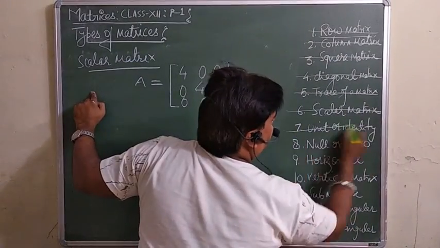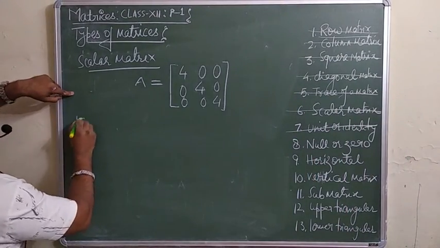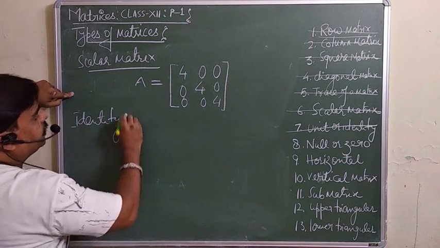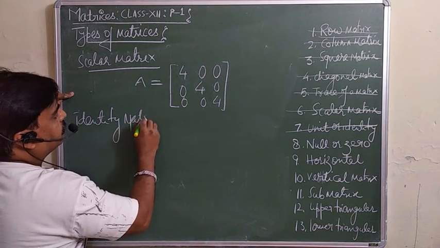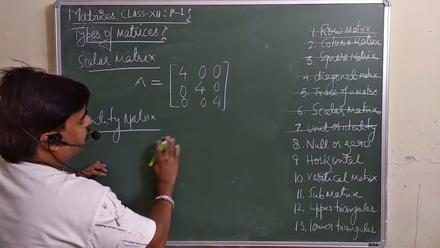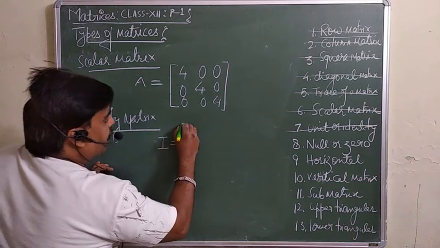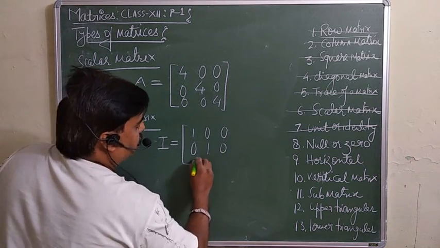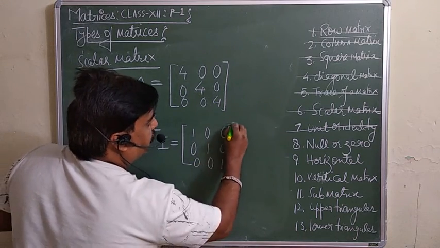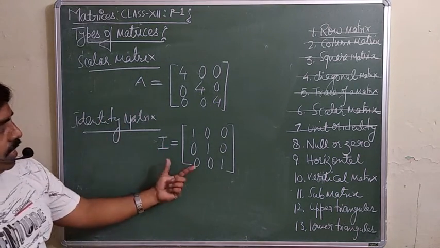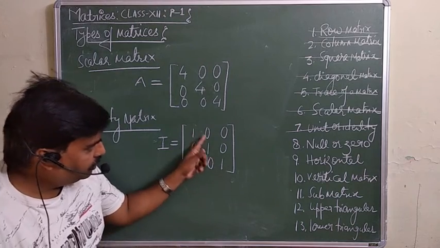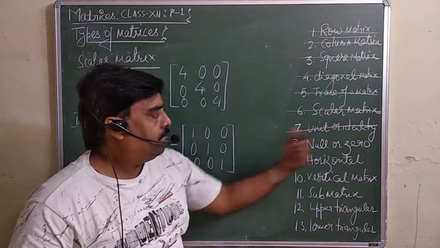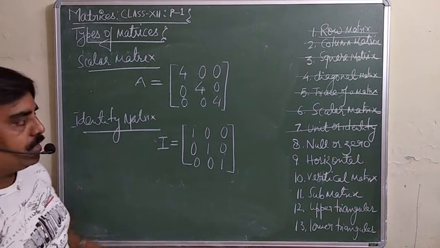If we talk about the identity matrix, you can say this is your identity matrix. If the diagonal elements are 1 and the rest of the elements are 0, this is the identity matrix. It means the diagonal elements are 1 and the non-diagonal elements should be 0 to become an identity matrix.